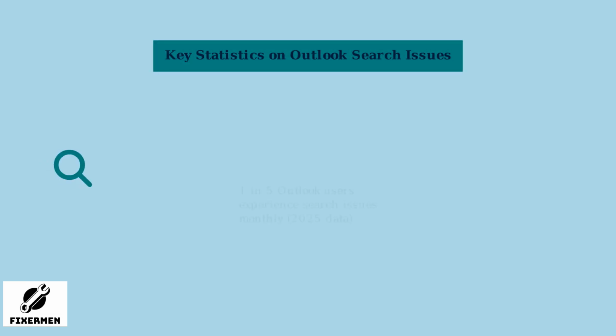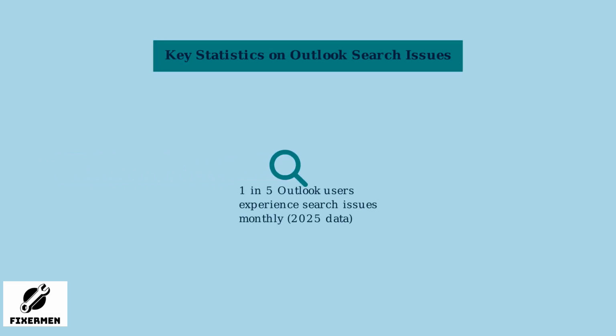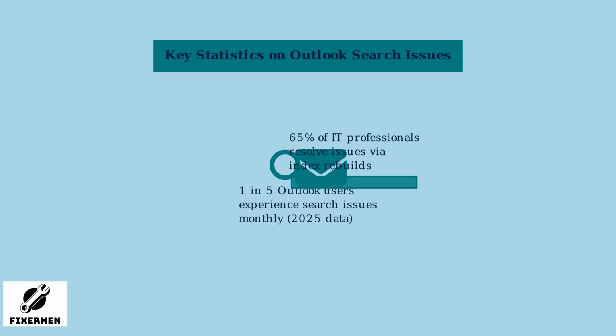Microsoft reports that 1 in 5 Outlook users experience search issues monthly, according to 2025 data. This highlights the widespread nature of the problem. IT professionals commonly resolve these issues, with 65% using index rebuilds as their primary solution. Additionally, 20% of IT professionals find that PST file repairs are necessary to restore functionality.